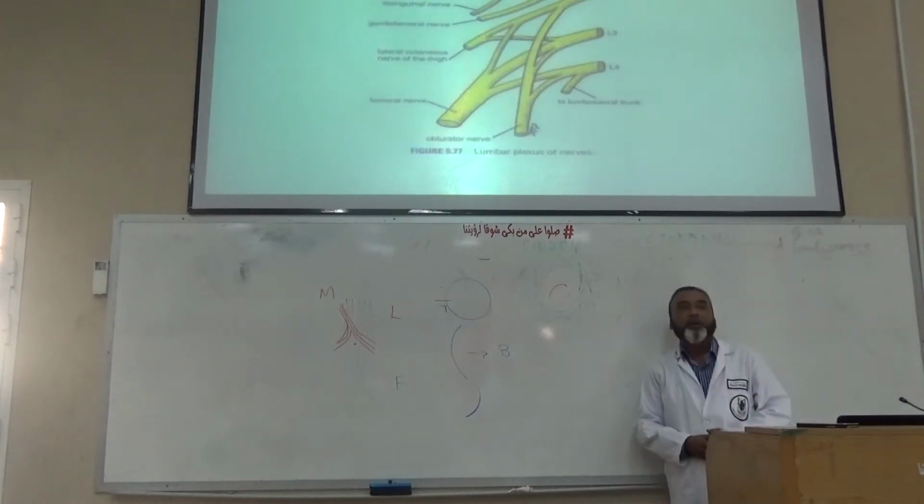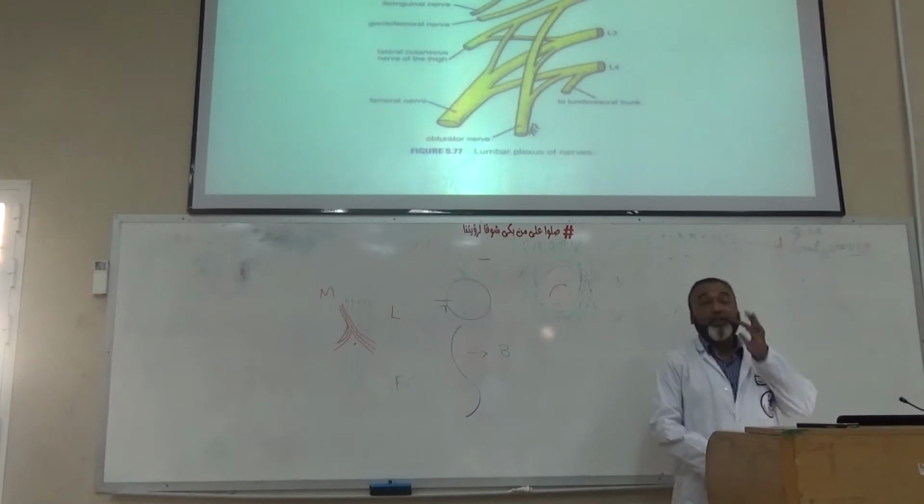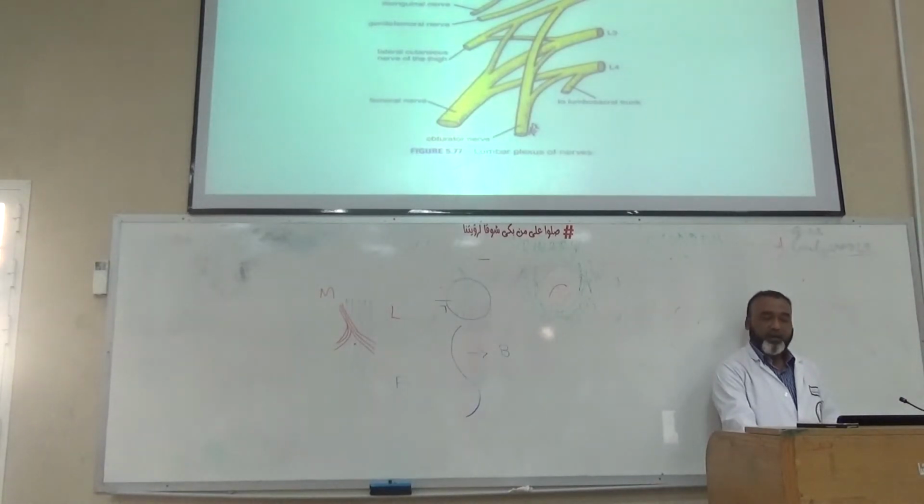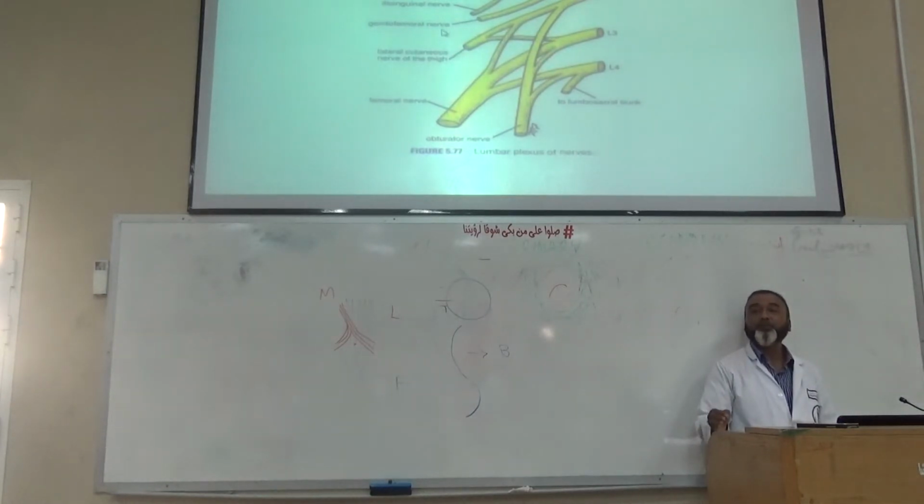This is the lumbar plexus. If you find the root values, this is L1, L2, L3 and L4. Iliohypogastric, what is the root value? L1. Ilioinguinal nerve again has L1. And this is the genitofemoral nerve, which has the root value from L1 and L2.